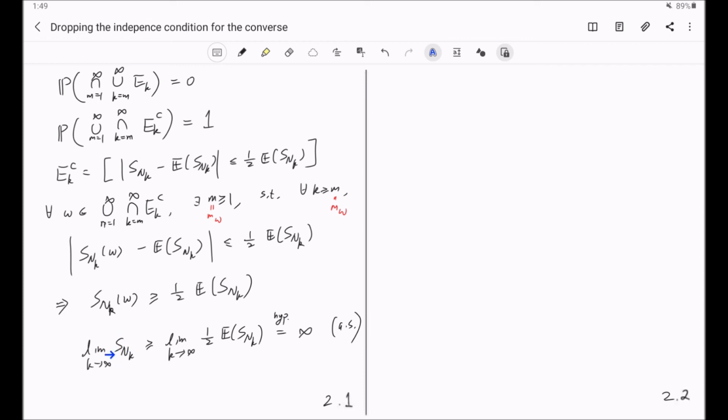Because S sub n is non-decreasing, we have the limit of S sub n as n goes to infinity is equal to infinity almost surely. And this finishes our proof.